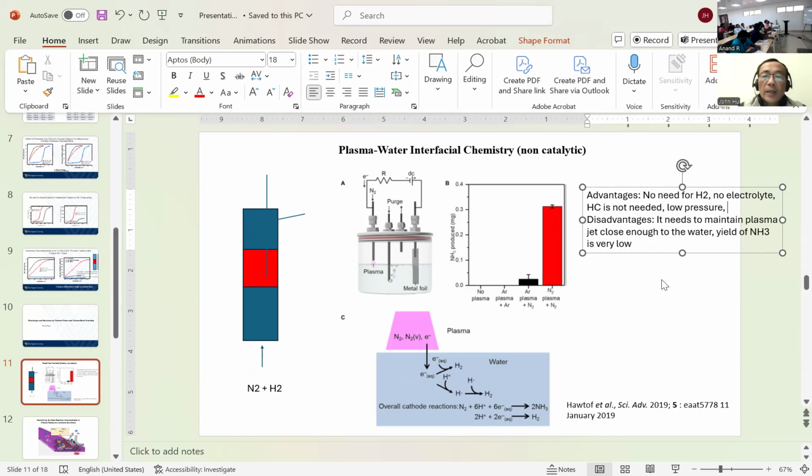This should be high. I think that's a disadvantage. It should be like DBD, because otherwise it will not generate plasma. Probably the voltage is even higher than DBD. DBD is plasma between the two electrodes, in the center and on the side, but this one depends on how close the electrode is to the water surface.